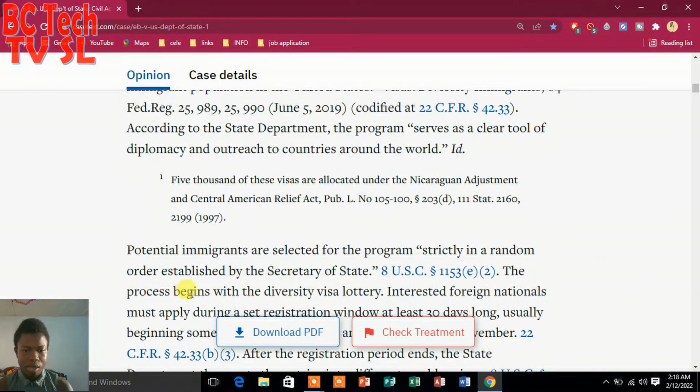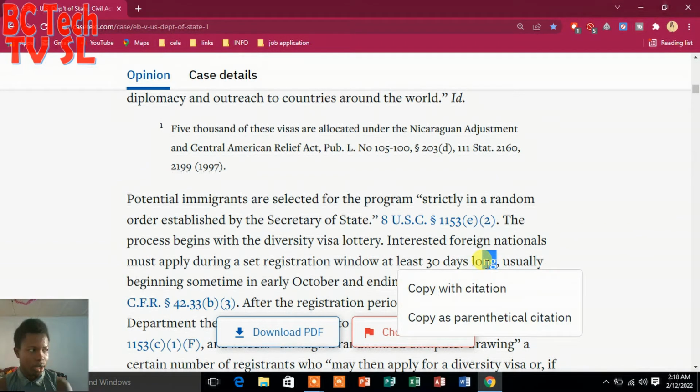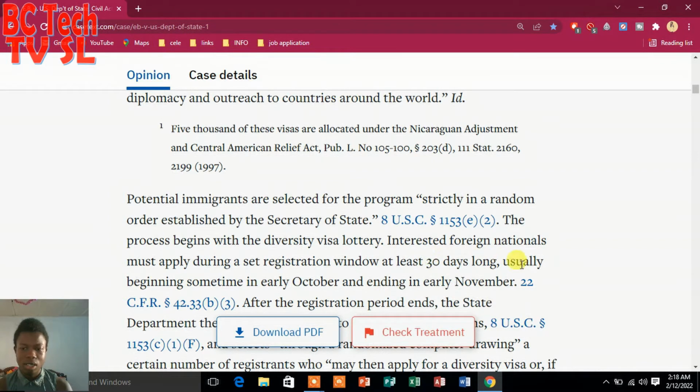The process begins with a diversity visa lottery. Interested foreign nationals must apply during a set registration window at least 30 days long. This is straightforward here. The application period is within 30 days long, usually beginning sometimes in early October and ending in early November.